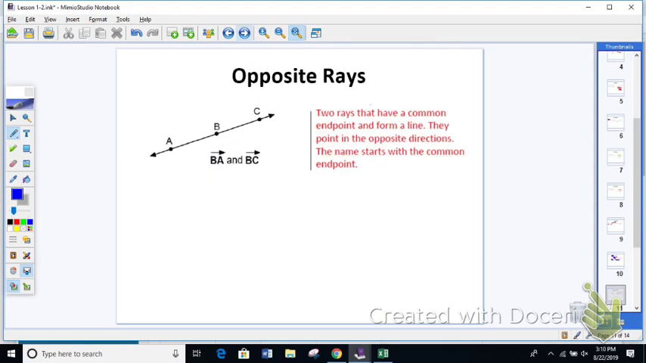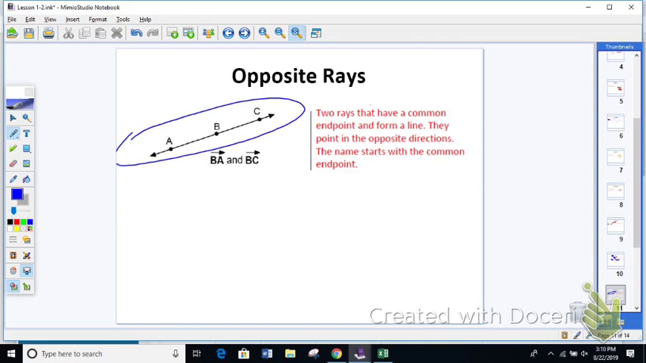Opposite rays. Opposite rays are two rays that have a common endpoint and form a line. So when we look here, if we didn't have anything else, we just had this picture, most people would say, well, we have a line. We do, but we also have opposite rays.